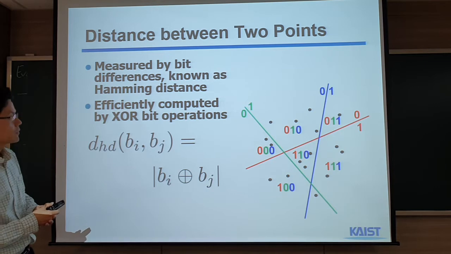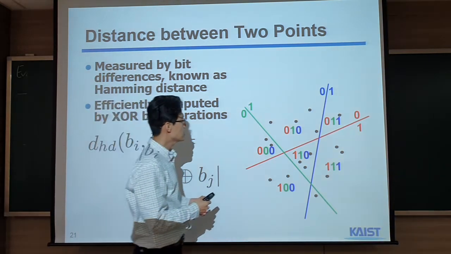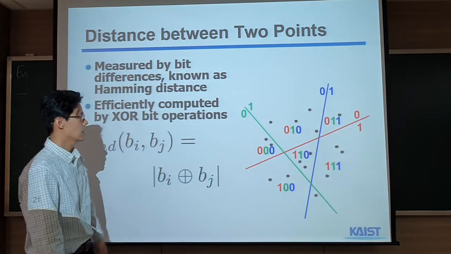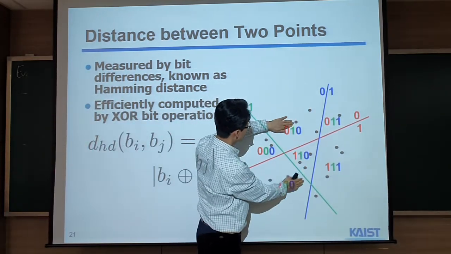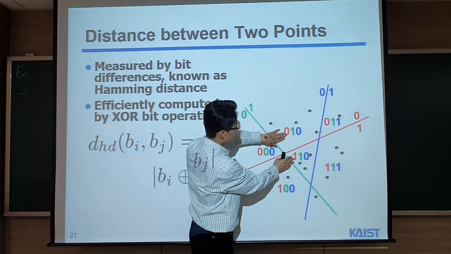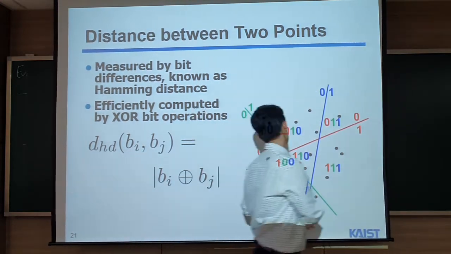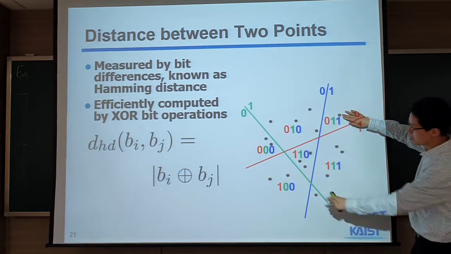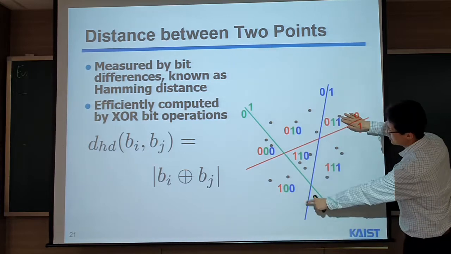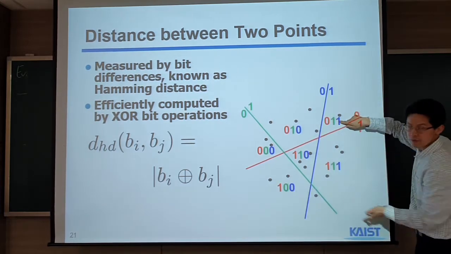Then, as I mentioned before, for measuring the distance between two binary codes, we can use the Hamming distance, right? So for this image and that image, the Hamming distance is only one bit, right? Only one. But for this image and that image, the Hamming distance is three, since the bit values are different.